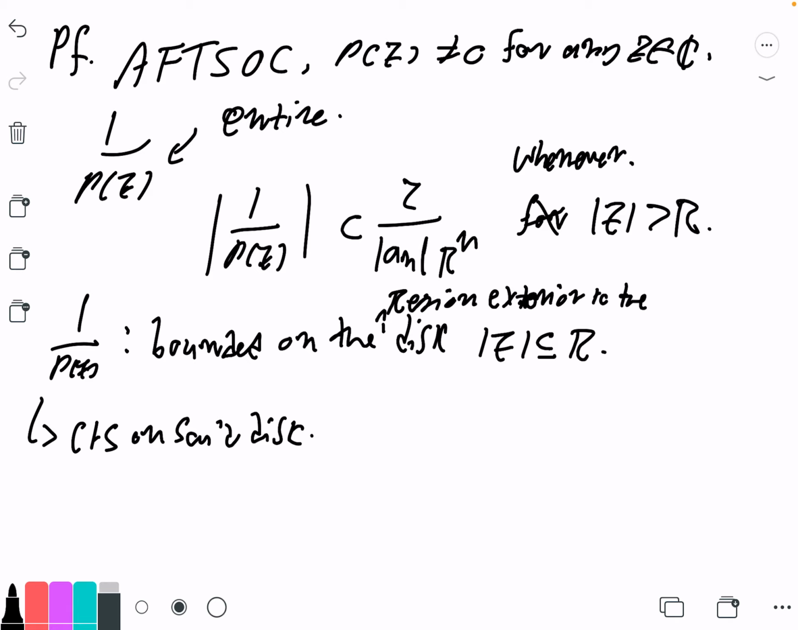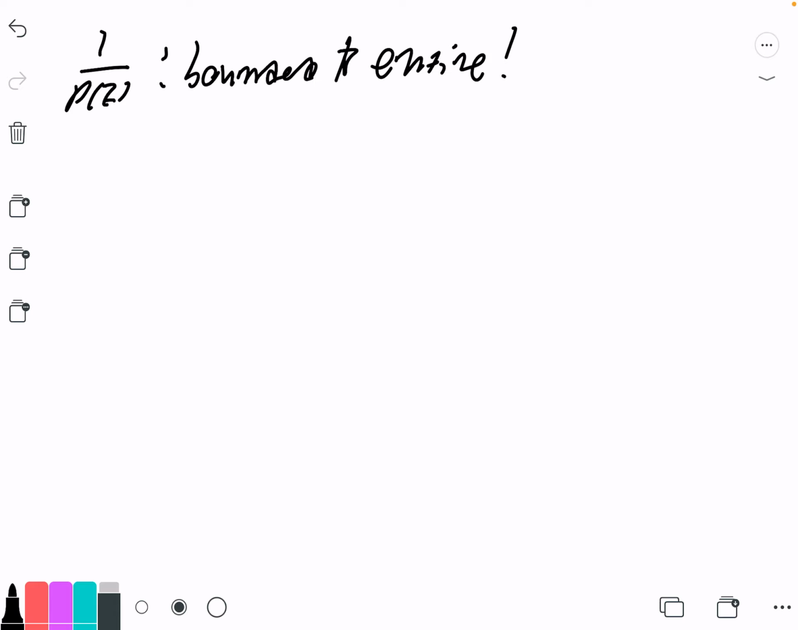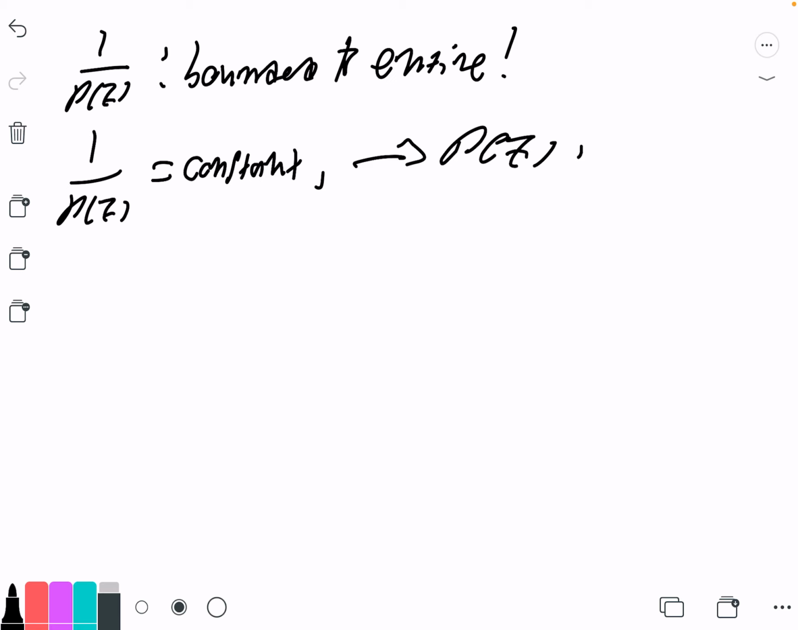So, this should look very familiar. If 1 over P of z is bounded there too, it has to be bounded in the entire plane. So, if 1 over P of z is bounded in the entire plane and is an entire function, by Liouville's theorem that we just proved, it has to be constant. If 1 over P of z is constant, that means P of z is also constant.